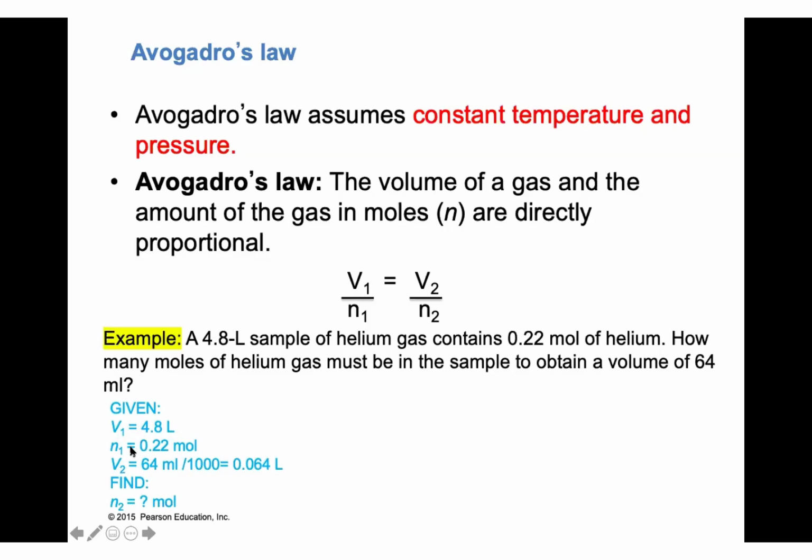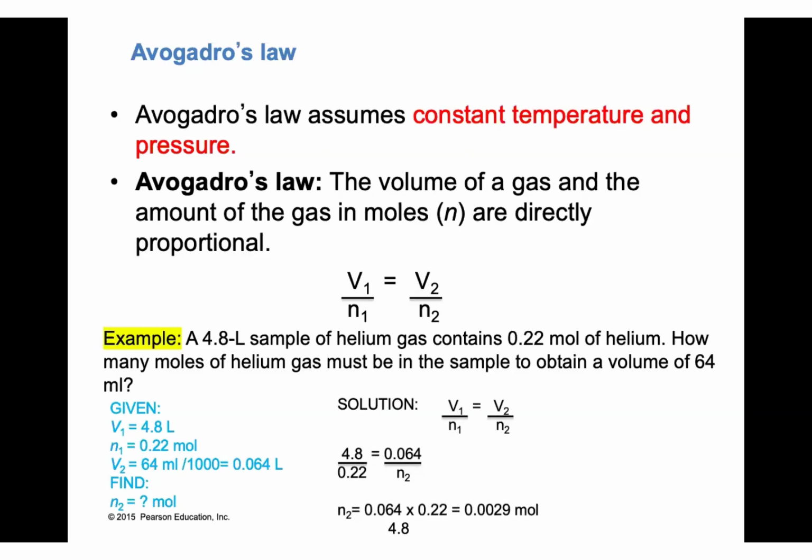So we have V1, N1, and it says 0.22 right here. After this, whatever we have will be V2 here, 64 milliliters. Okay, so which one should I use, guys? I should use Avogadro's law, because it has the moles given and the two volumes. So the only one that I can use is Avogadro's law. So I'm going to use V1 divided by N1 equals V2 divided by N2.